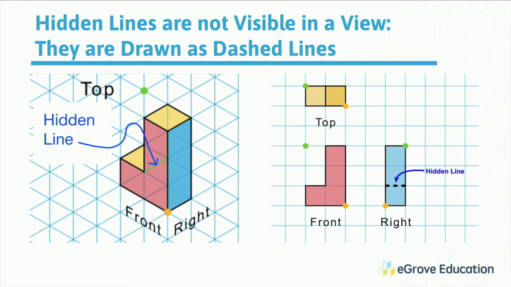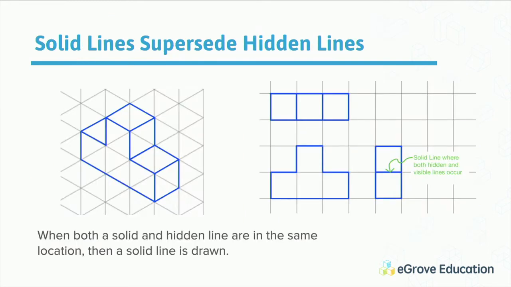And so instead of putting a solid line there, you put a dotted line because it's not something you can actually see. It's happening behind the scenes. So we draw them as dashed lines. One thing to note is that when you have a solid line overlapping a hidden line, the solid line is always drawn. So let's take a look again at the right side view, which is over here.